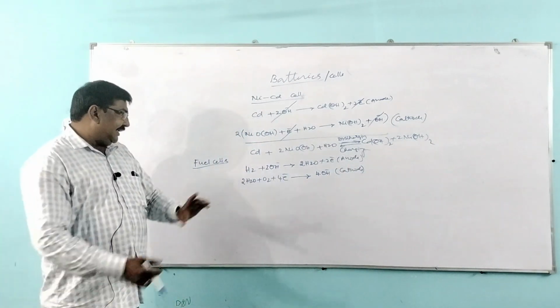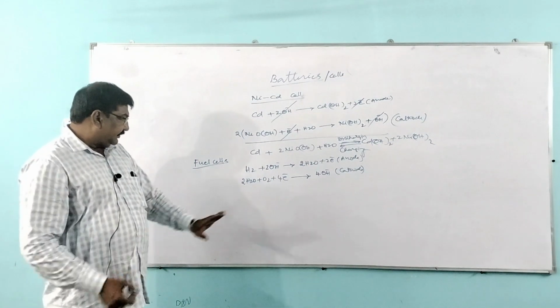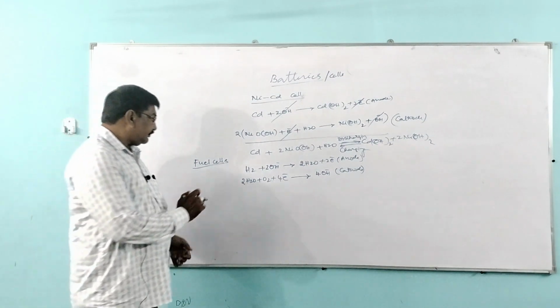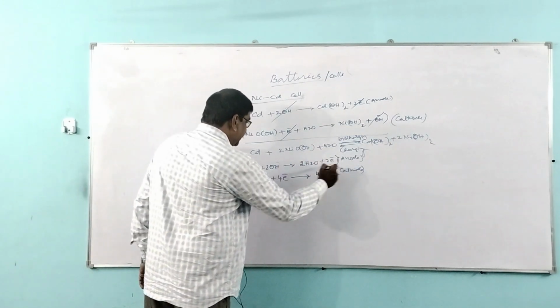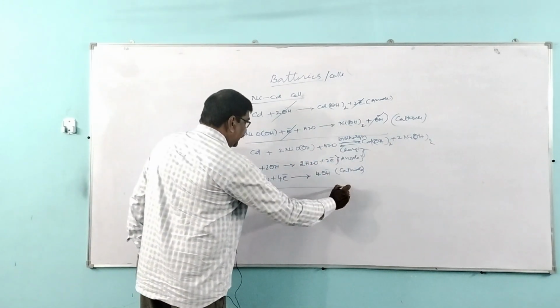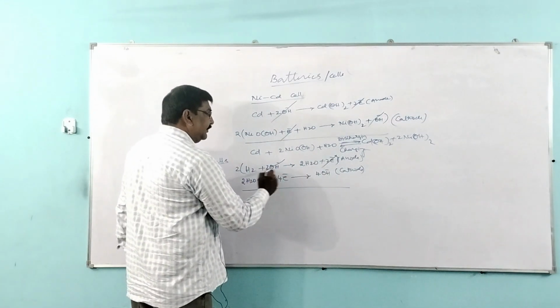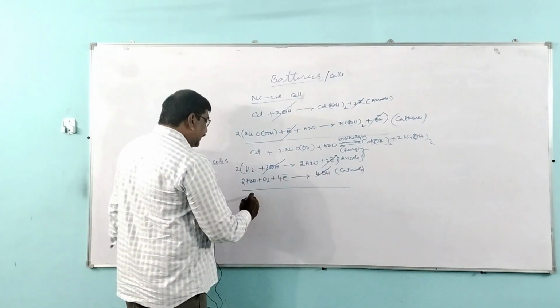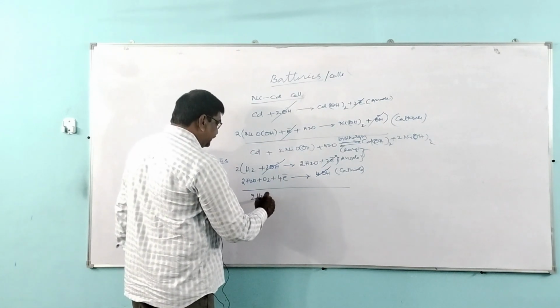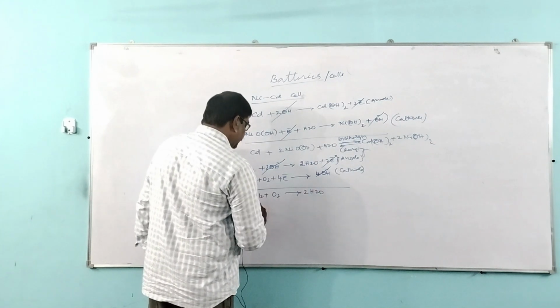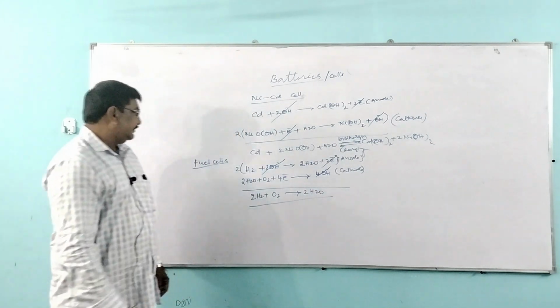So the hydrogen electrode acts as anode and the oxygen electrode acts as cathode. Multiply the anode equation by 2 so that we can cancel electrons and OH minus. The overall reaction is 2H2 plus O2 gives 2H2O. This is the overall reaction.